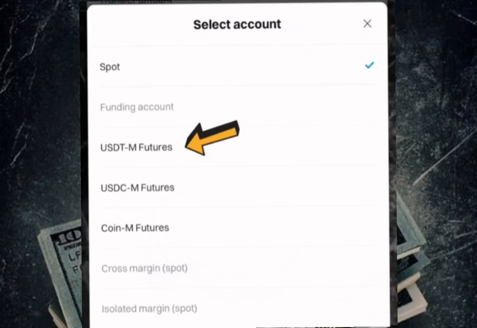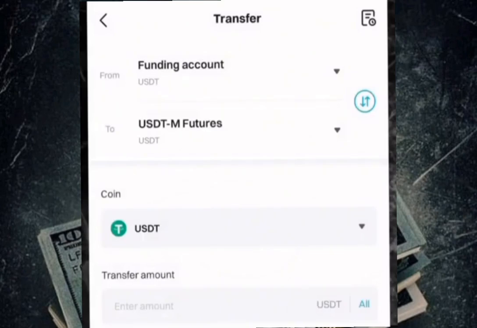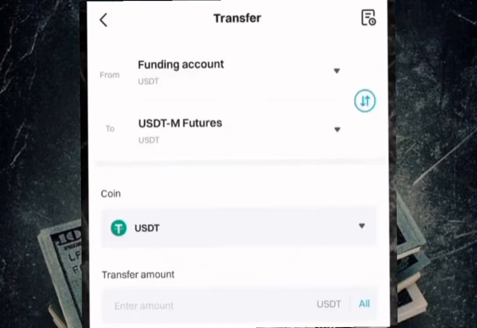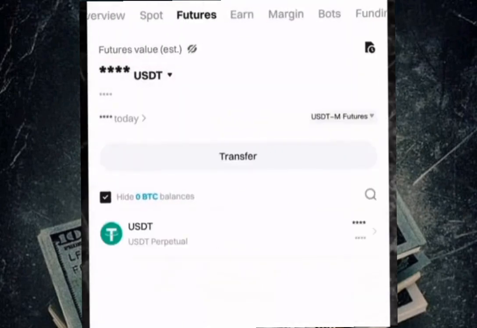So you click on USDT-M futures, and then you can see it has changed from funding account to your USDT-M futures account. Then right here, you click the coin you want to transfer. Say with USDT, pick USDT right here. And where it says enter amount, enter the amount you want to transfer. And that is all. Once you click on confirm, your funds will be transferred to your futures wallet. For me, my funds are already in my futures wallet right here.